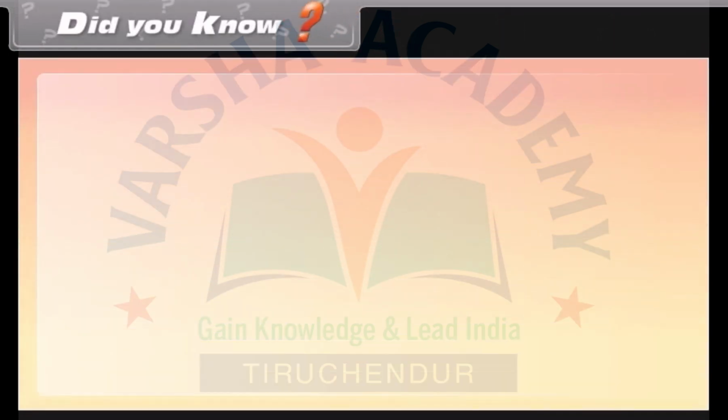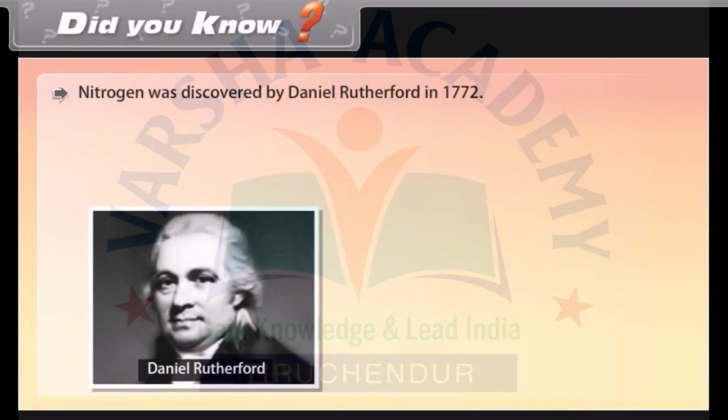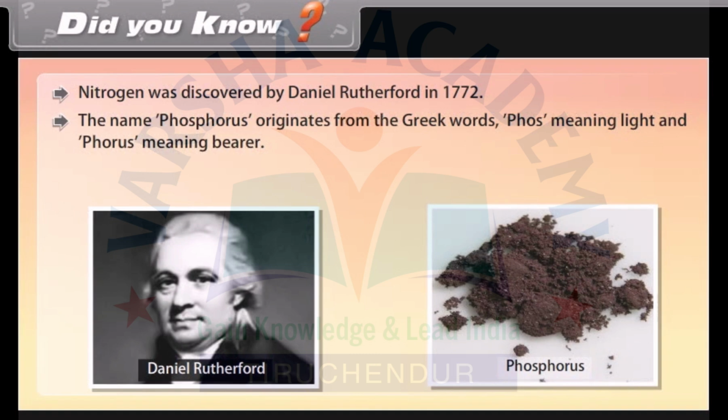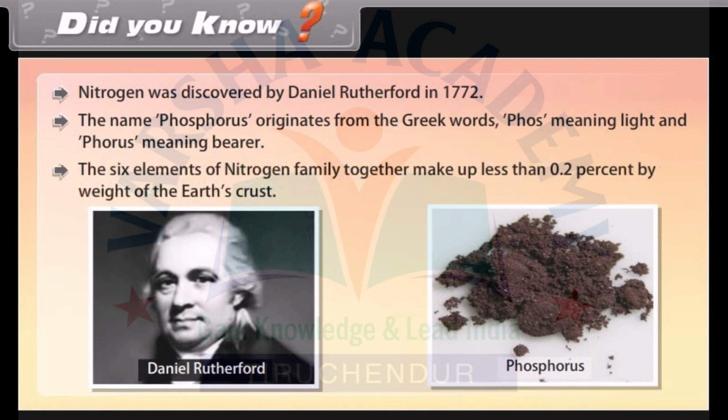Did you know? Nitrogen was discovered by Daniel Rutherford in 1772. The name phosphorus originates from the Greek word phos, meaning light, and phorus, meaning bearer. The 6 elements of nitrogen family together make up less than 0.2% by weight of the Earth's crust.